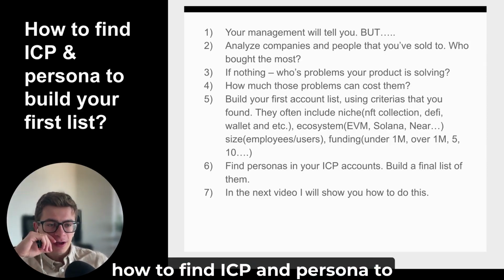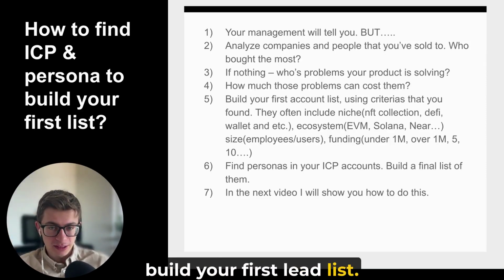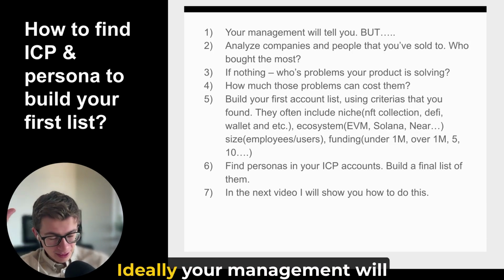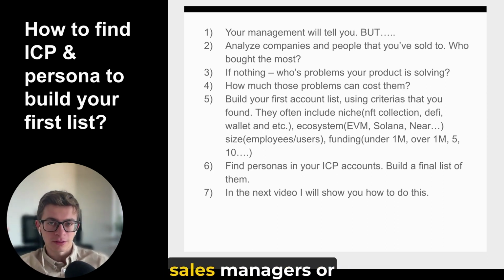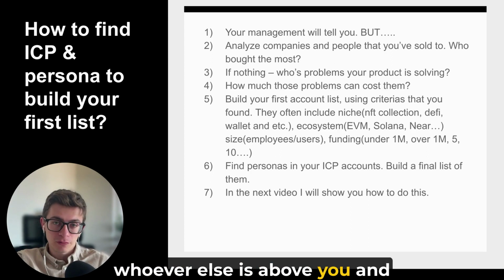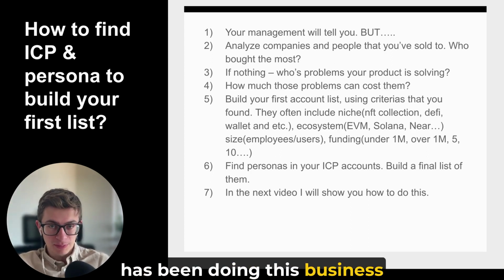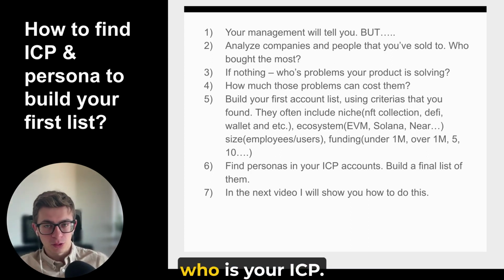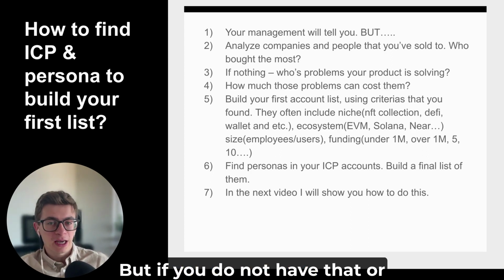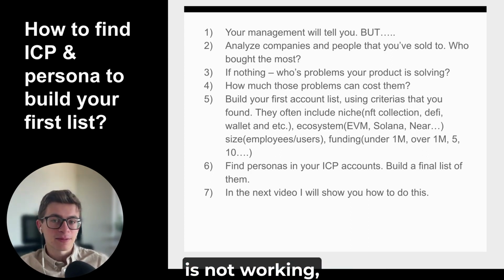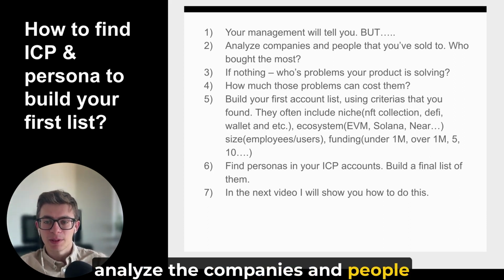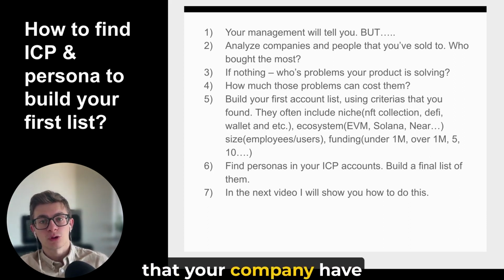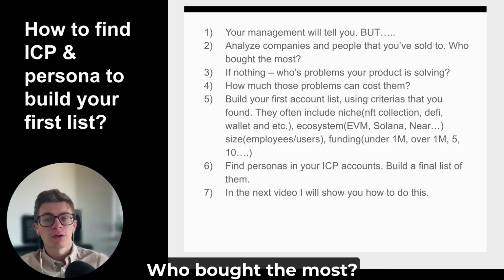Next, how to find your ICP and persona to build your first lead list. Ideally, your management will tell you: your founders or sales managers or whoever else is above you and has been doing this business longer than you. They will tell you who your ICP is. But if you do not have that, or you see that their ICP is not working, what you can do is first analyze the companies and people that your company has sold to in the past. Who bought the most?